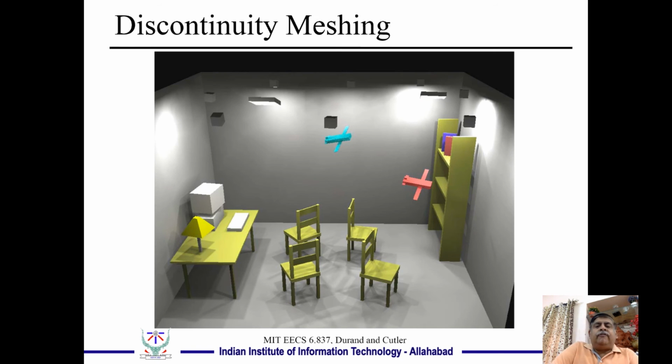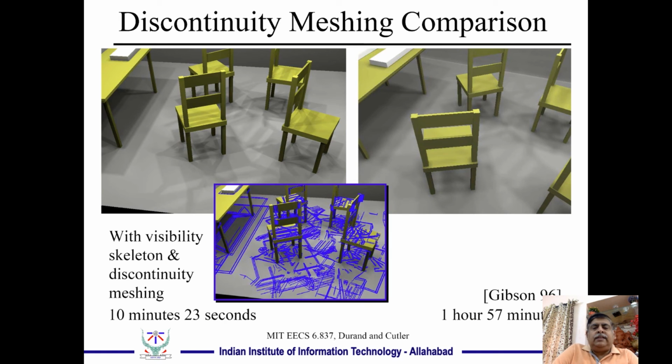So here we have a scene which has been computed. Here you see that we have multiple extended light sources, and due to these extended light sources, you have multiple shadows, umbra and penumbra, at different locations below the table and under the chairs. In this image, the blue lines highlight these different shadows which have been computed.